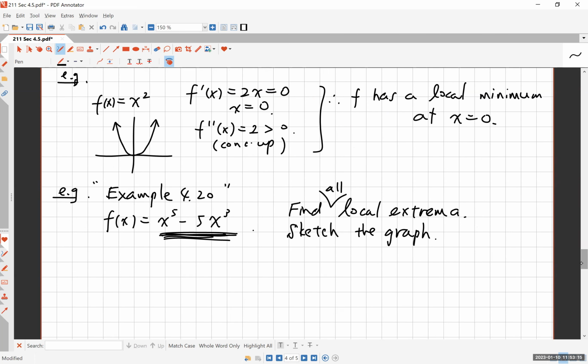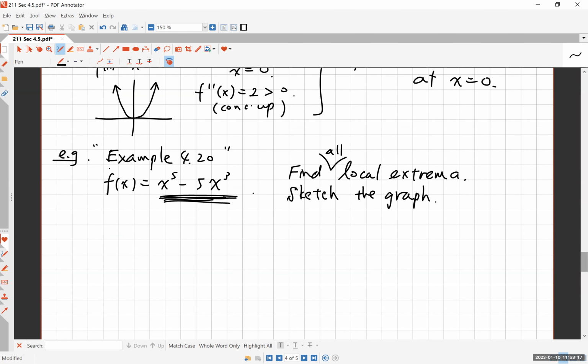All right, I'm going to do one more problem, which is in the book. It's called example 4.20 in the OpenStax volume 1 book of calculus. And so that problem has to do with this polynomial function. f of x is x to the 5th minus 5 times x to the 3rd power. All right, and I'm going to pose the question: find all local extrema. You better find all of them. And then try to sketch the graph of this function.